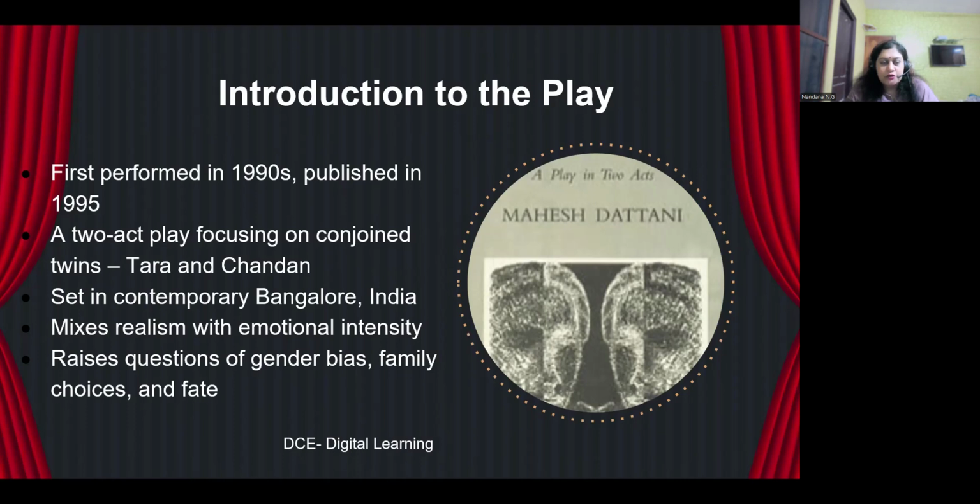So we are introduced to the two primary characters. In fact, the play is named after Tara. The entire play is set in contemporary Bangalore, India, and later the action moves to Mumbai. In the play, we can see a mix of realism with emotional intensity. Through the course of the play, Mahesh Dattani raises questions of gender bias, family choices, and fate.